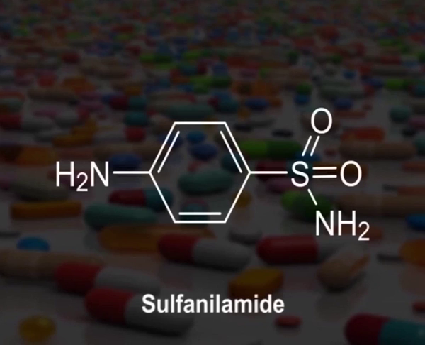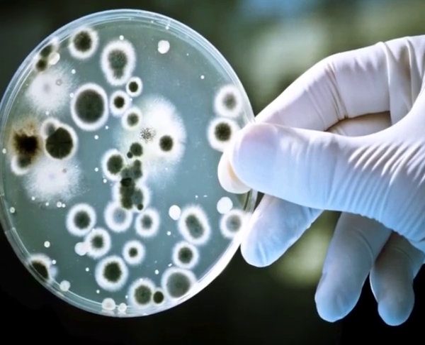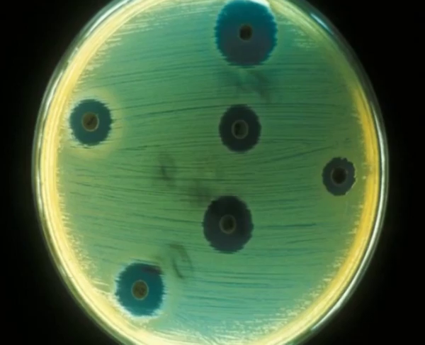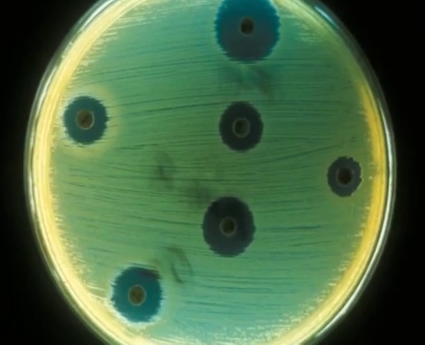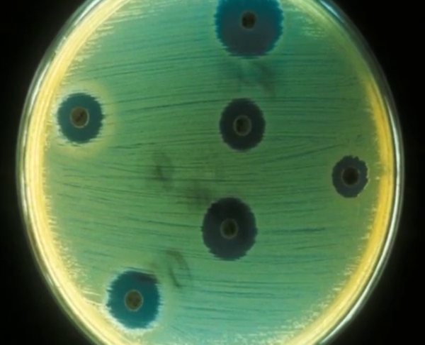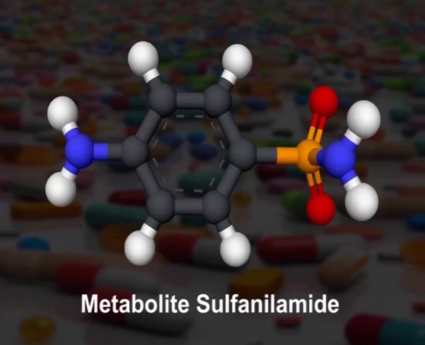Basically, Paul Ehrlich had the idea of preparing dyestuffs with selective affinity and toxicity for bacteria. From this investigation, Prontosil was discovered as a very useful antibacterial agent. However, its activity was due to its metabolite, sulfanilamide.